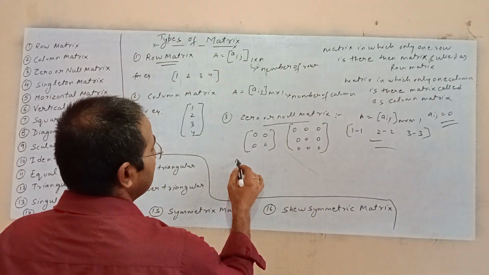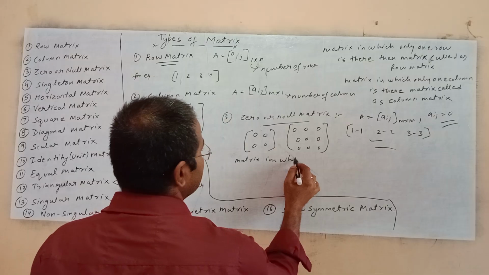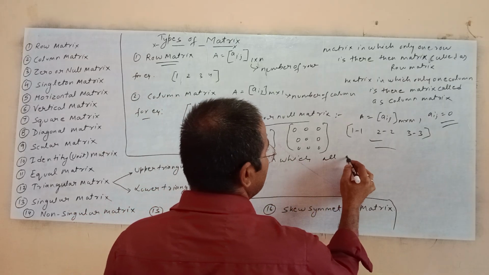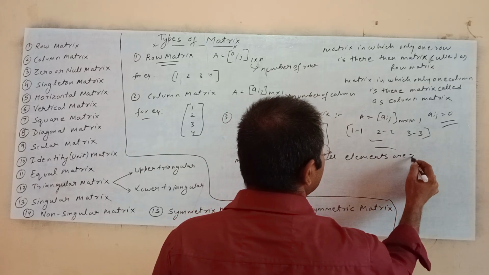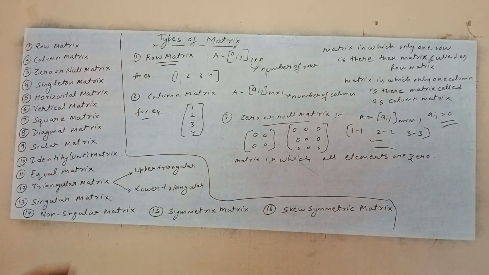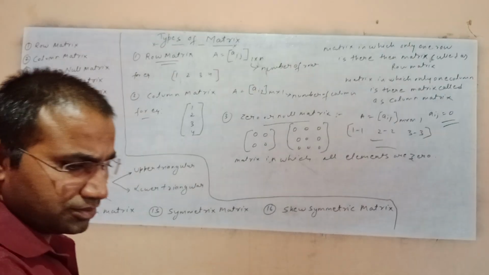Or you can define it as a matrix in which all elements are zero, then it is called a null or zero matrix. Okay. Now we will see the singleton matrix.